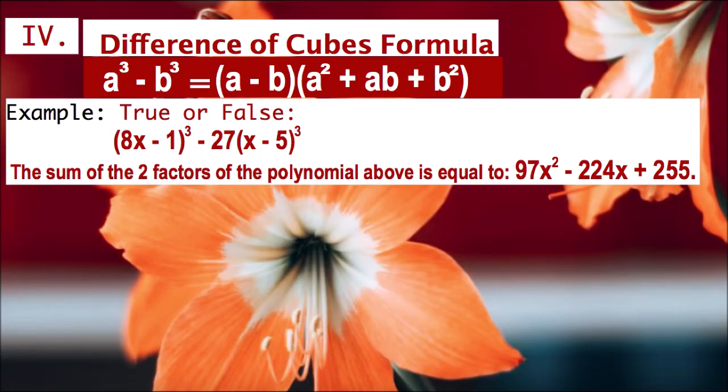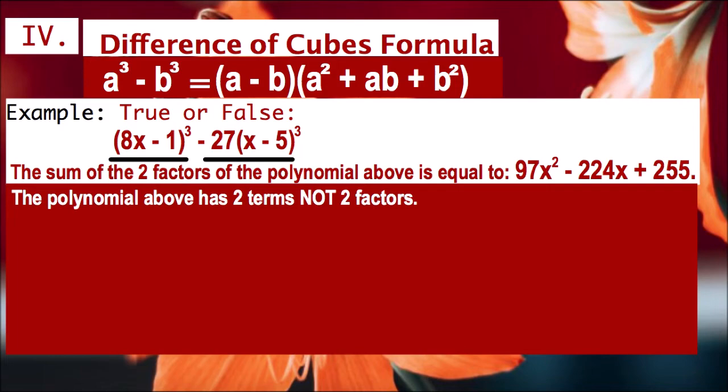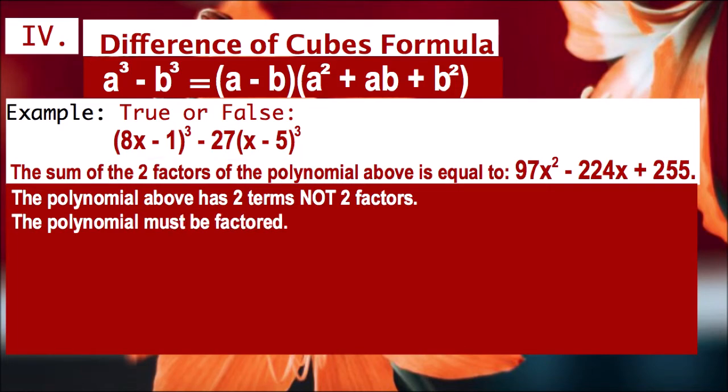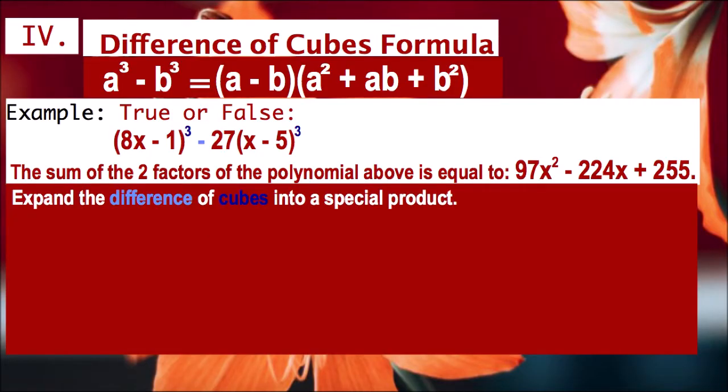8x minus 1 everything cubed, negative 27 times x minus 5 everything cubed. The sum of the two factors of the polynomial above is equal to 97x squared minus 224x plus 255. So let's see. The polynomial above has two terms, not two factors. The polynomial must be factored. Expand the difference of cubes into a special product.